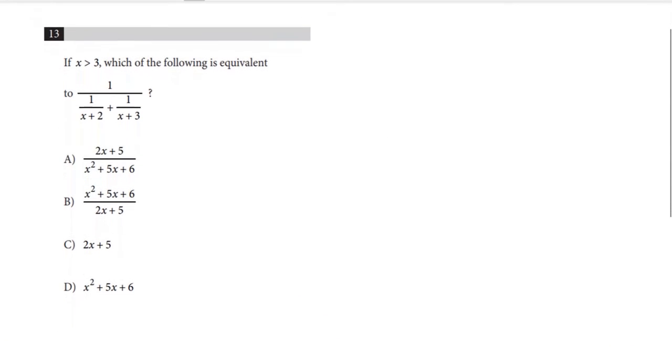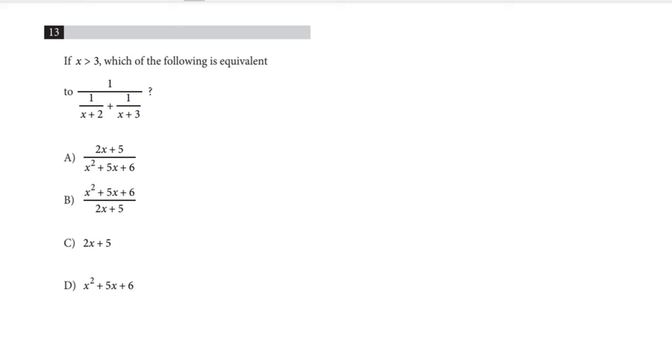Question 13. If x is greater than 3, which of the following is equivalent? Okay, so we have the condition x has to be greater than 3. This condition is there because of the denominator of the expression. When you have a fraction, let's say 1/x, this is defined when x is not 0. When the denominator is 0, it is not possible to have that expression. So that's the rule: the denominator cannot have a 0 value.